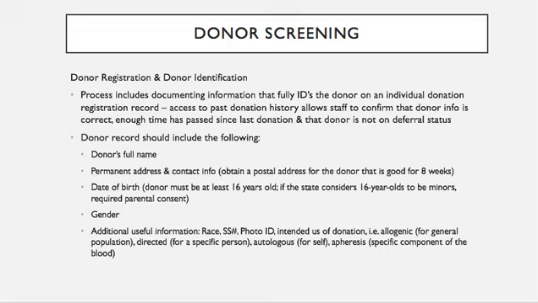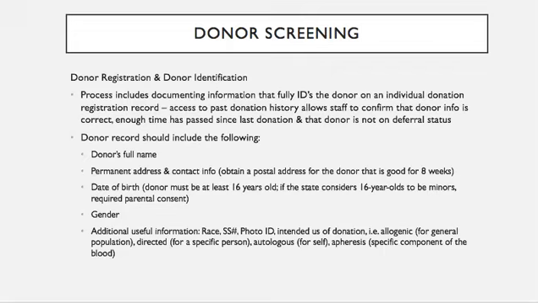And the donation center is going to obtain a postal address for the donor that's good for at least 8 weeks. They're going to ask for date of birth. The donor has to be at least 16 years old. If the state considers 16-year-olds to be minors, parental consent may be required for the donor to donate blood. Gender of the donor, and then some additional useful information: the donor's race, social security number, photo ID, intended use of the donation.